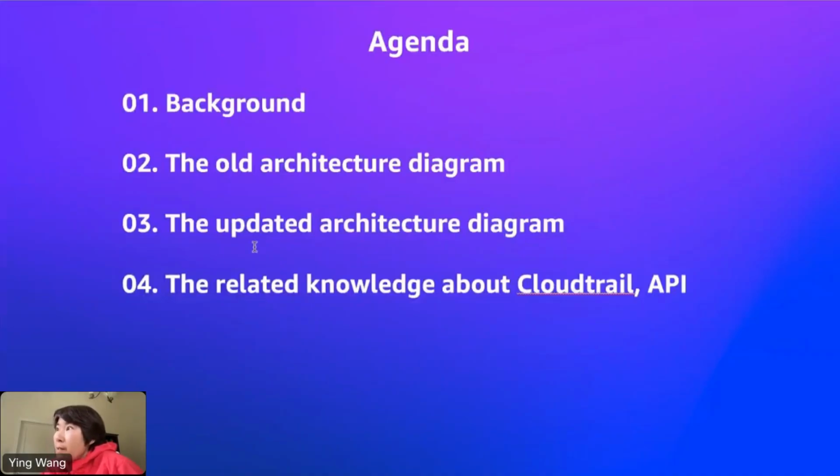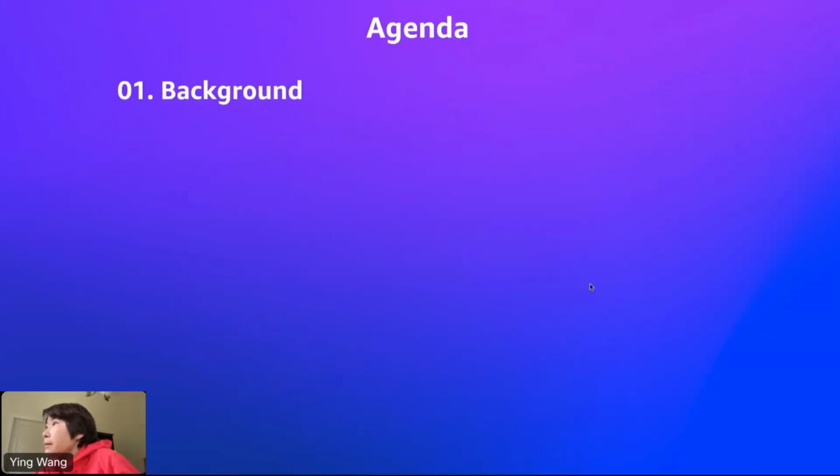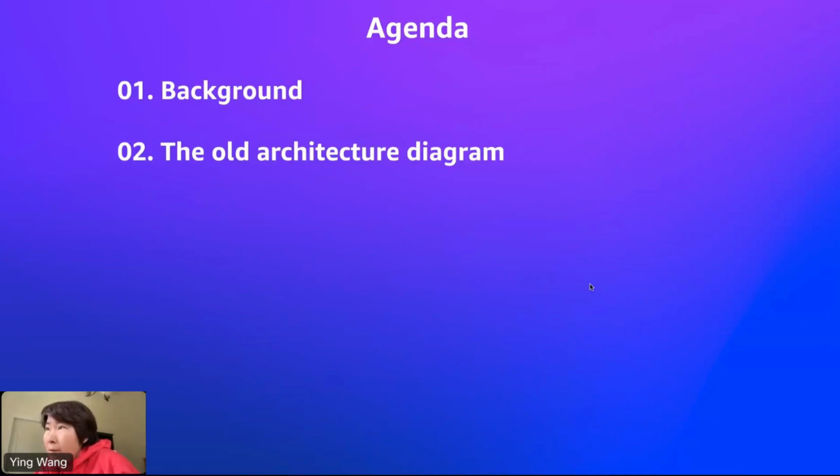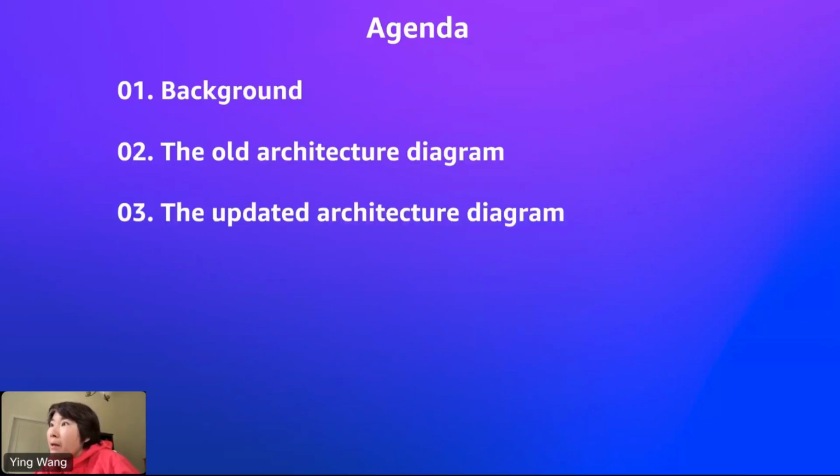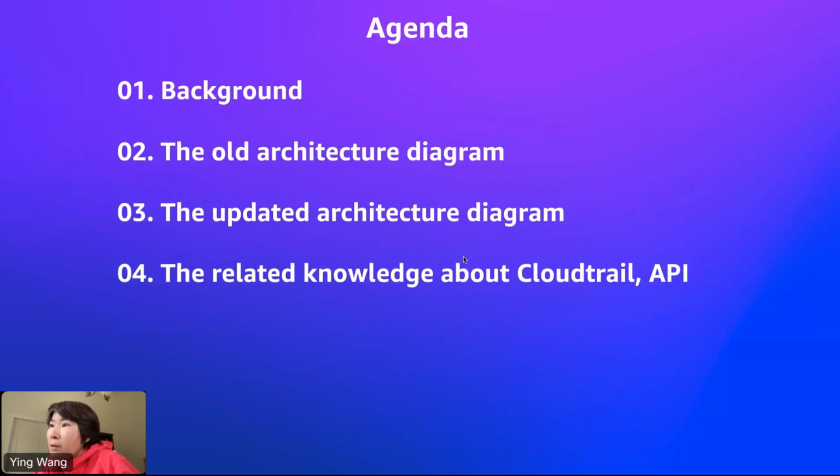For today's session, firstly, I will talk about the background of the admin console dashboard. And then I will move to the old architecture diagram. We retire the Lambda function because more and more enterprise customers are complaining the Lambda function always times out, because they have more users and more assets. And in the updated architecture diagram, we will only keep the Glue solution. I will also talk about the related knowledge about CloudTrail and the QuickSight API and so on.